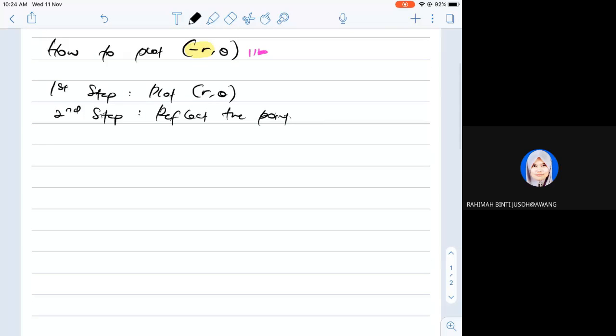Okay. For example, plot the coordinate, the polar coordinate. Plot the point. Let's say -4, and then we have 3 pi over 4. Okay, -4, 3 pi over 4. Okay, so solution.